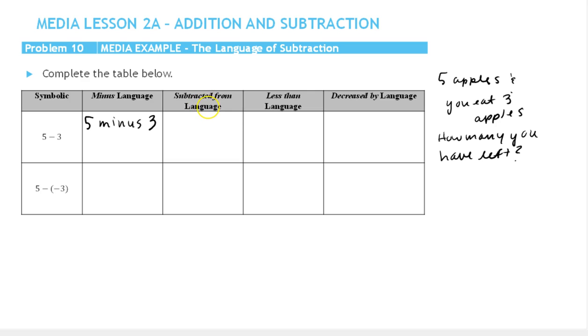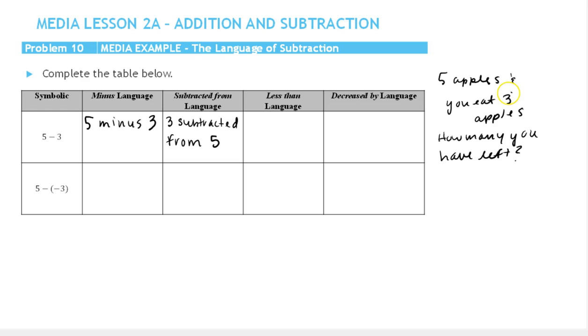So now we have subtracted from language, so it wouldn't be 5 subtracted from 3, it's the 3 apples that you're subtracting from the 5 apples. So notice the direction of the numbers reverses, and it makes a difference in the problem. So this would be 3 subtracted from 5.